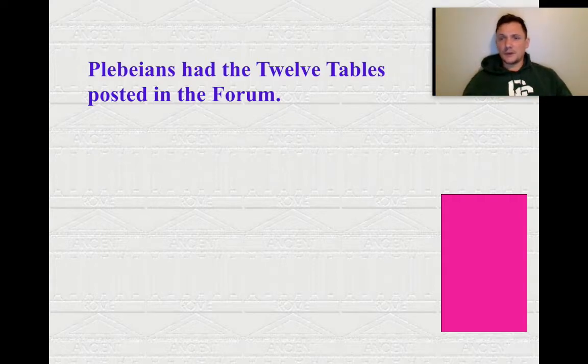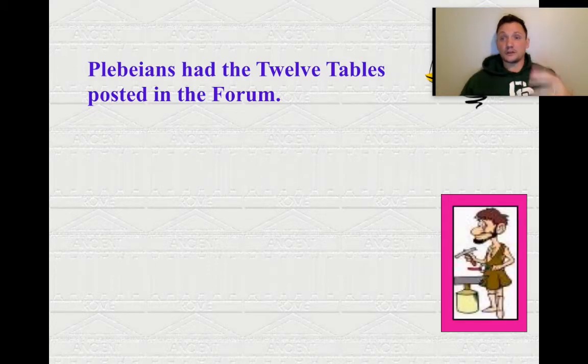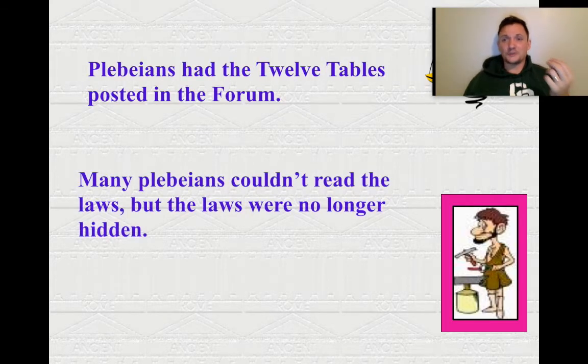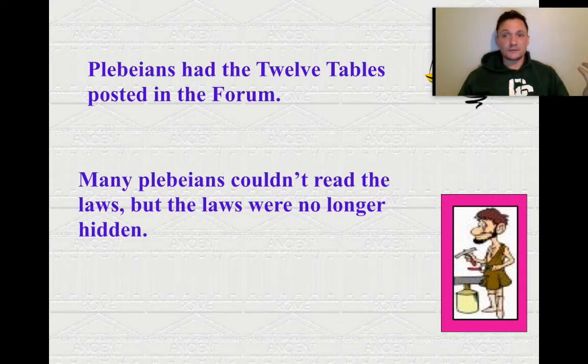And if they're publicly posted, that means at any time someone can come and reference them, right? So this made it so the plebes at any moment could challenge a law or challenge a patrician and say, it says here that you can't do that. Even though, ironically enough, most plebeians couldn't read. So it's like, I know it says something up there, but I just don't really know what it says. But you can't do that. And so anyway, the laws were no longer hidden. That was the really, really important part.